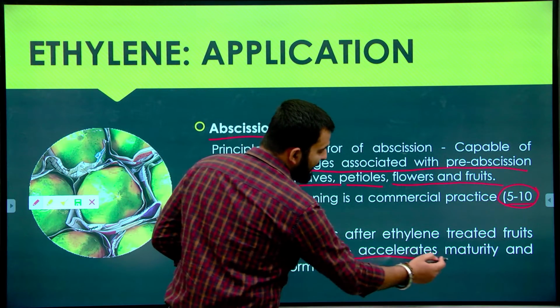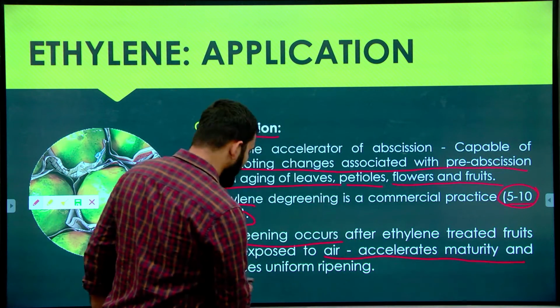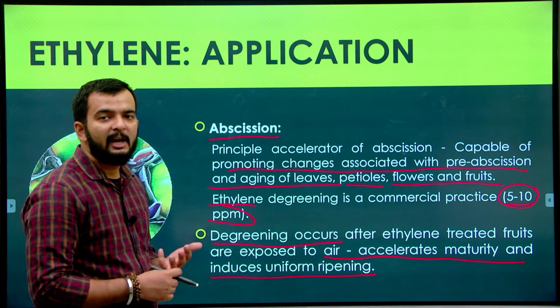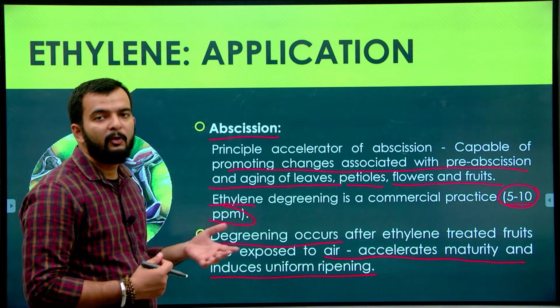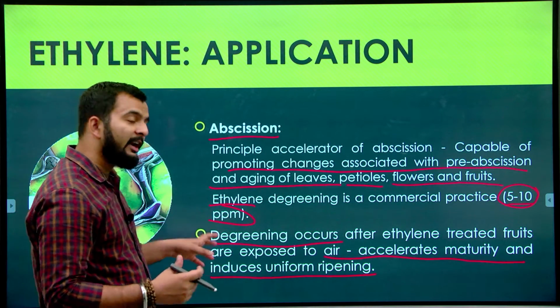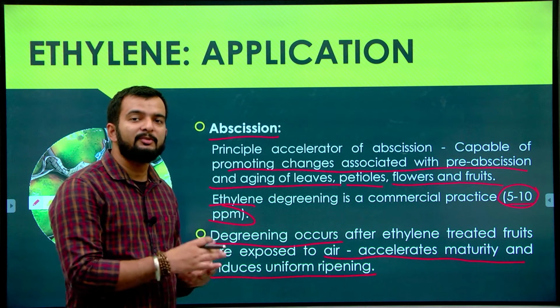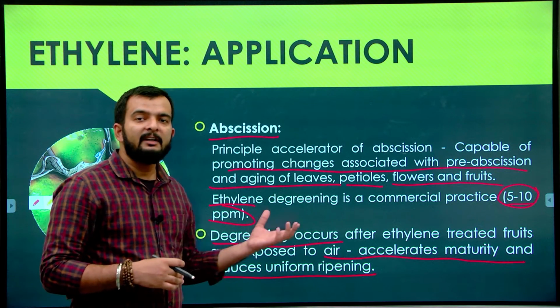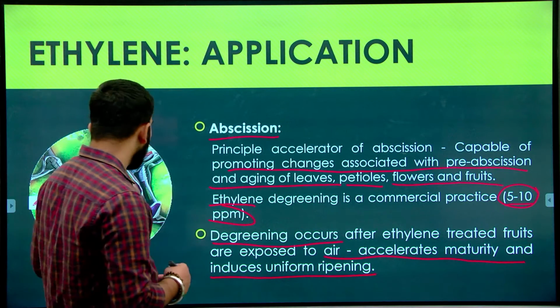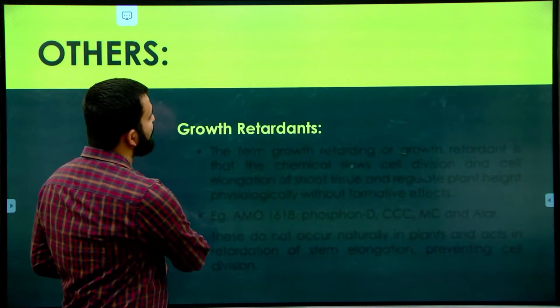Air accelerates maturity and induces uniform ripening, that is after application of ethylene. Ethylene can be applied on the fruit in the form of sprays by mixing it in certain chemicals, and after application of ethylene, you have to expose the fruit to the air, so that the degreening or the ripening will be accelerated. So, this is the application of ethylene.